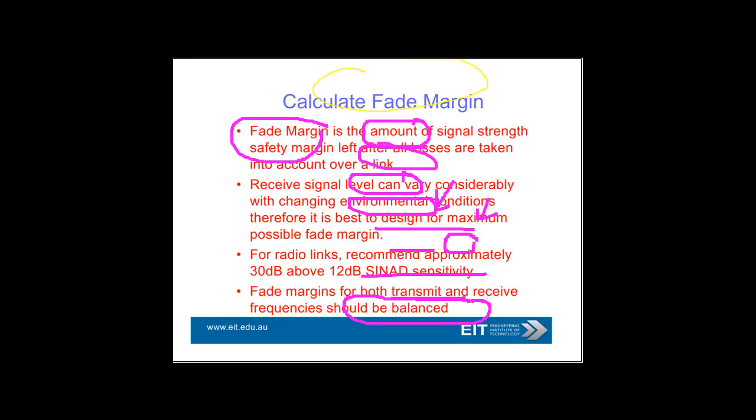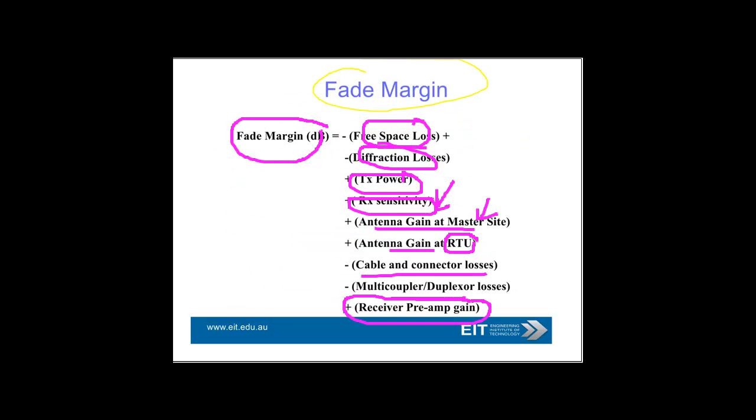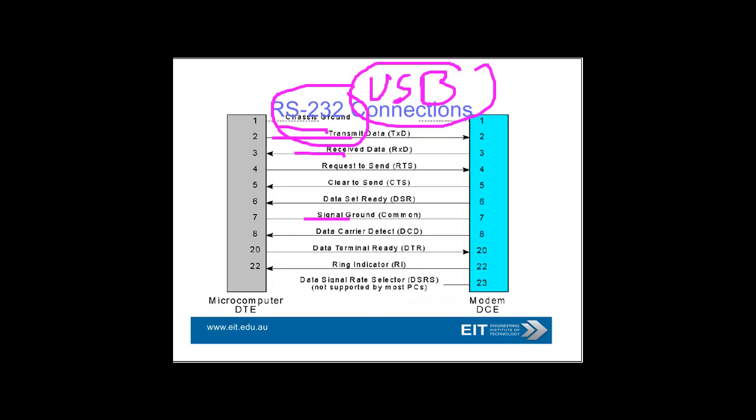This list will be put into a spreadsheet, where you work out your fade margin, and this consists of free space loss, diffraction losses, which are negative, transmit power, receiver sensitivity, antenna gain at the RTU, and then obviously take off your cable and connector losses, multi-coupler and duplexer losses, and then add in your receiver preamp gain. This is all done in decibels, so you can add or subtract without the nightmare of multiplying or dividing.